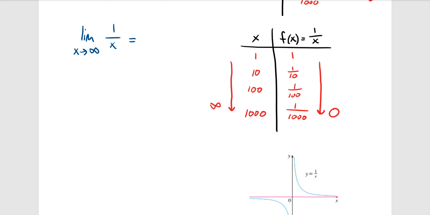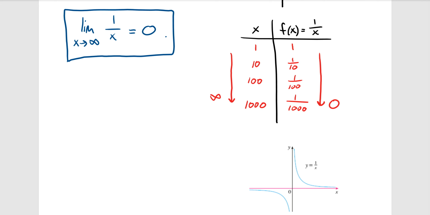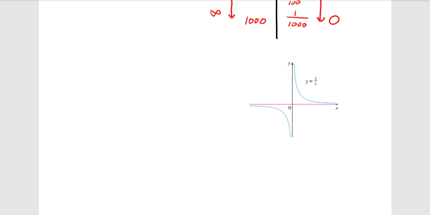If you have a fraction and the numerator stays the same and the denominator is getting bigger, that means in general, it's going towards 0. So this is also going to be 0 for this limit. And if we graphed it ourselves, we would see it looked like this. As it goes to negative infinity, it's going towards 0. Positive infinity, it's also going towards 0.